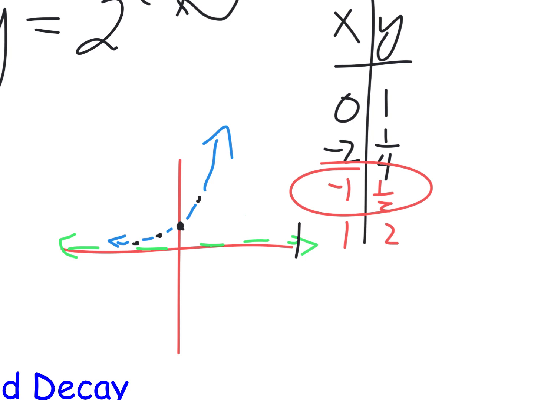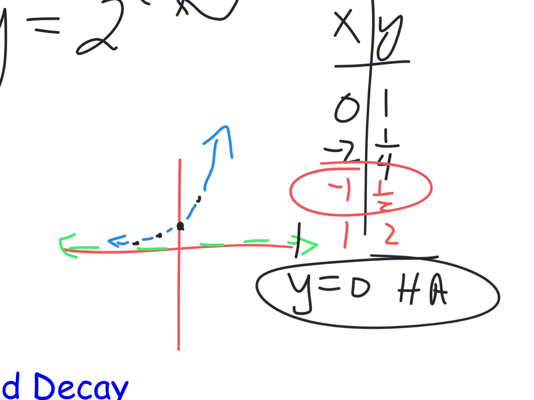And try to drill this through your head. It's the x-axis, so y equals 0 is the HA. Horizontal, what? Asymptote. If you don't have that on your graph, you can't get the credit. I can't give it to you without the asymptote, and it's really common to forget that.